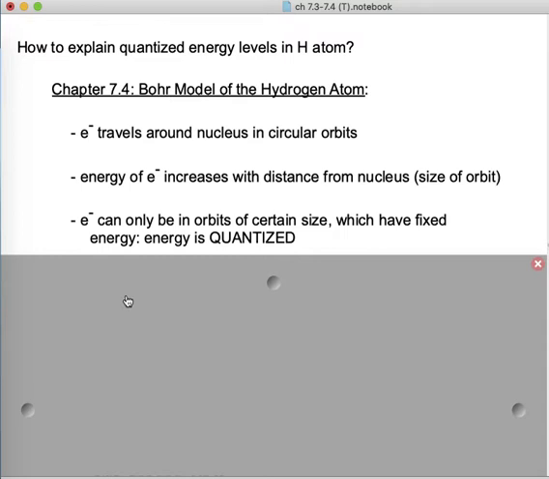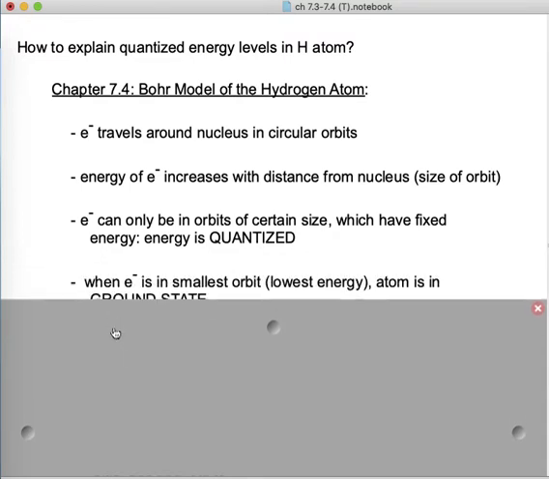If the energy of the atom corresponds to the size of the orbit, and if the size of the orbits are fixed, then the energies are fixed as well.